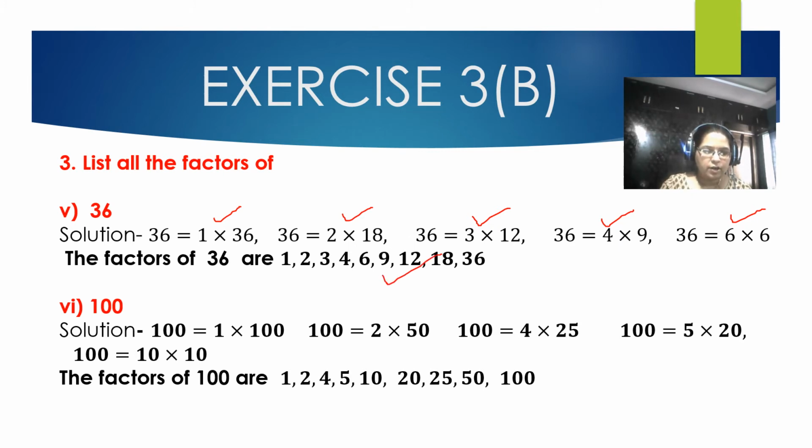Sixth bit 100. We multiply 1 with 100, we get 100. We multiply 2 with 50, we get 100. Multiply 4 with 25, we get 100. We multiply 5 with 20, we get 100. We multiply 10 with 10, we get 100. So factors of 100 are 1, 2, 4, 5, 10, 20, 25, 50 and 100.